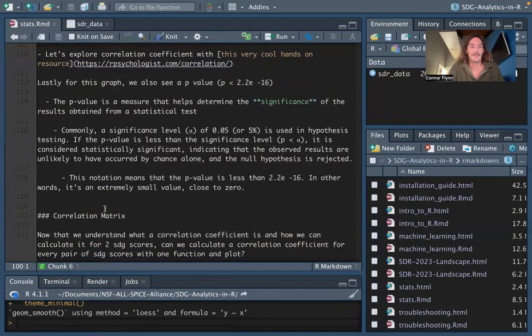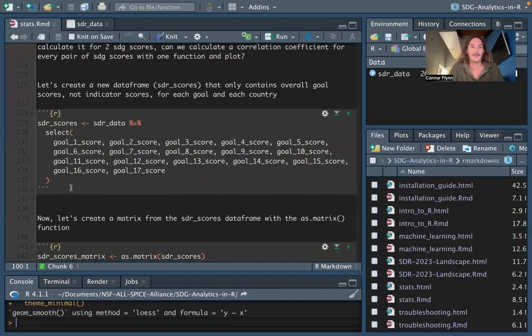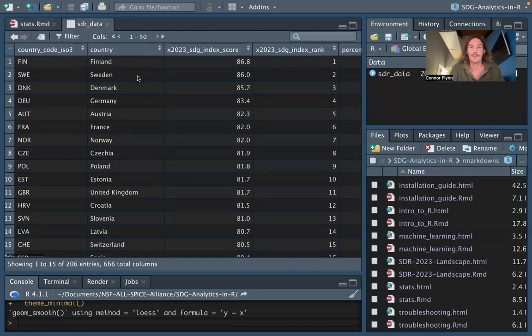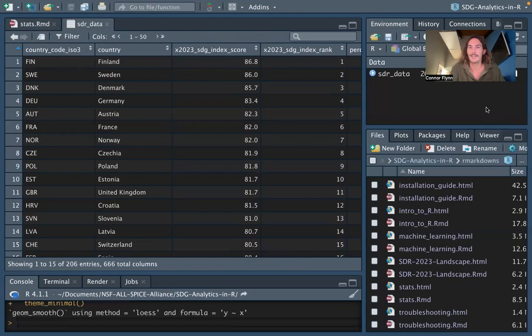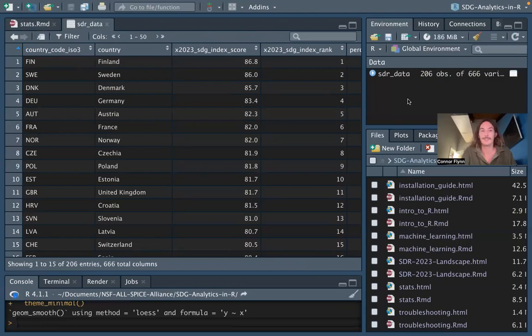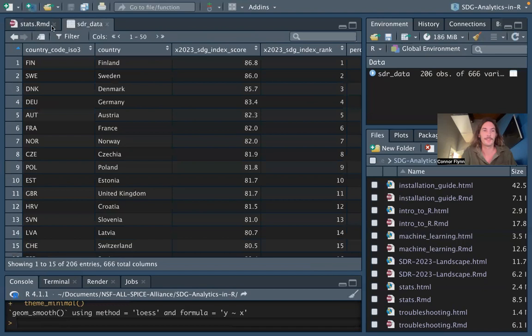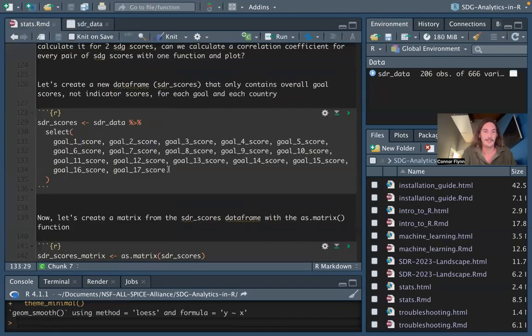And now as we go down through the text, we'll get to where we subset. So this was a really important part of making that correlation matrix. So we have this idea, right, of we want to see the relationships between all the scores, but that means that we have to subset our data to just select the columns that are goal scores, right? So SDR data has lots of columns in it. If we check our environment, yeah, it is. There are 666 variables within SDR data. But we only want these columns, just the goal scores. We're not even interested in the country for this part of the analysis.